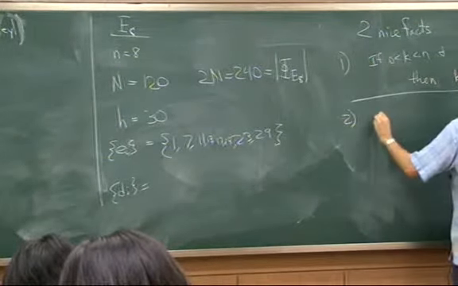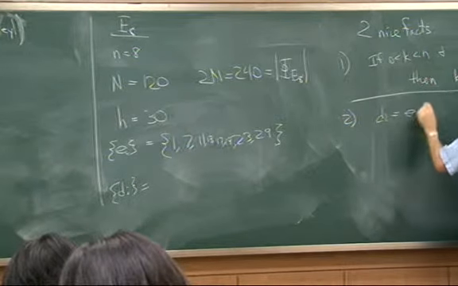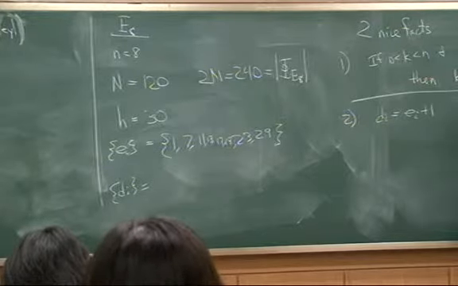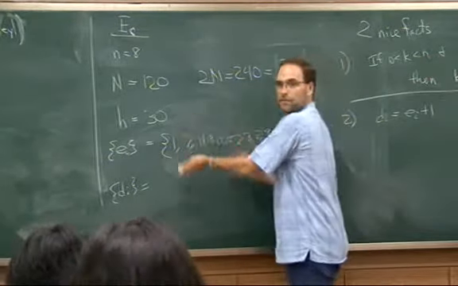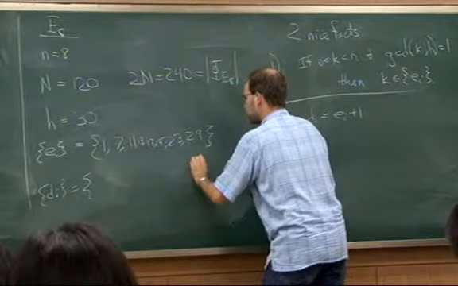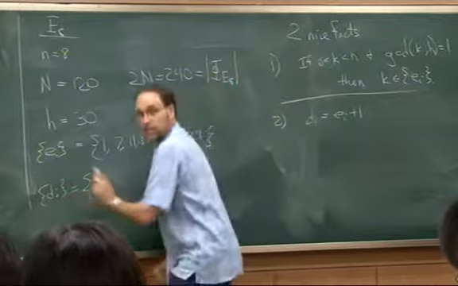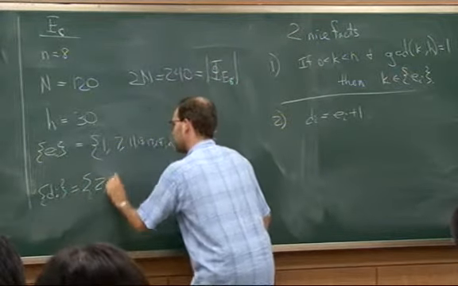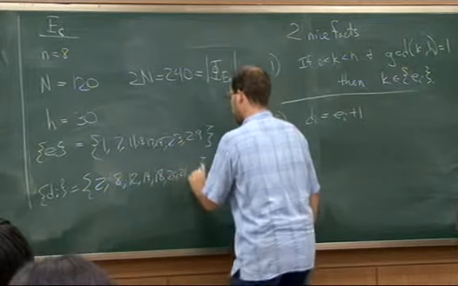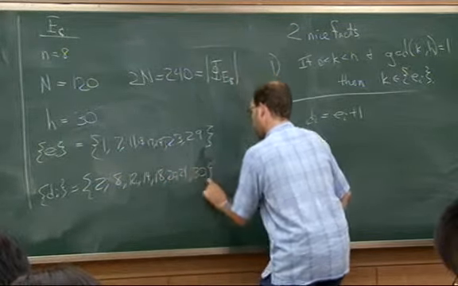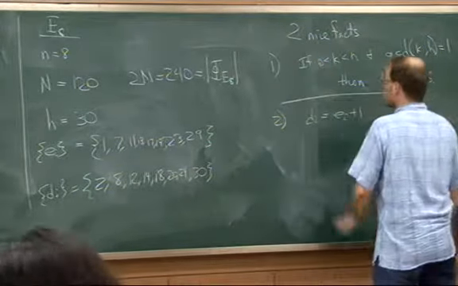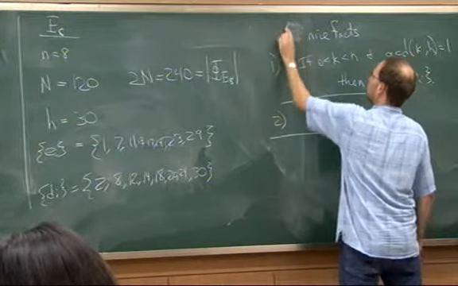The second nice fact: d_i equals e_i plus 1. The second list is just a modification of the first list. You just take these and you add 1 to everything. Okay? So there's redundant information here. So what's the list of degrees? 2, 8, 12, 14, 18, 20, 24, and 30. Right? Okay.